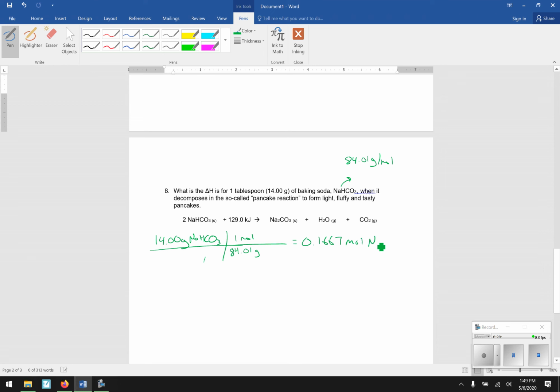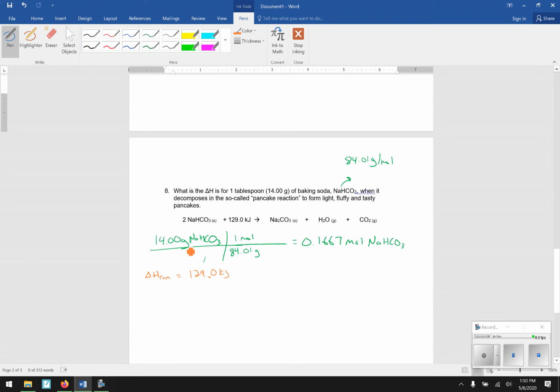Moles NaHCO3. So that's how many moles we have. We also know the delta H of this reaction equals 129. That's a terrible 9. 129.0 kilojoules. So every time you want to do this reaction as it's written, you need 129 kilojoules.